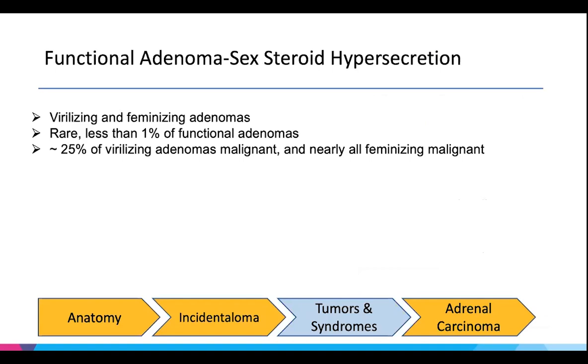One other functional adenoma to mention as well is sex steroid hypersecretion. Won't take a long time on this, as we discussed it before, but you get virilizing and feminizing adenomas from hypersecretion of sex steroids. This is rare. Less than 1% of all functional adenomas are sex steroid hypersecreting. Roughly 25% of virilizing adenomas are malignant, and nearly all feminizing adenomas are malignant.